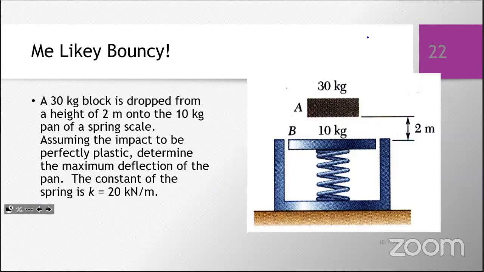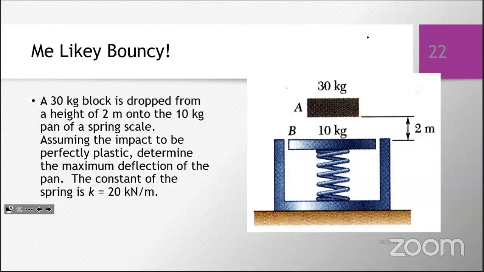This is an interesting one, right? So I've got a 30-kilogram block that I'm going to drop from a height of 2 meters onto a 10-kilogram can of a spring scale. So, like you normally do, you're going to take your 30-kilogram package, like 70 pounds, and you're just going to drop it from about 6 feet in the air right onto the scale. Makes sense, right? Physically makes sense. All right, anyway, so we're dropping this on our scale.